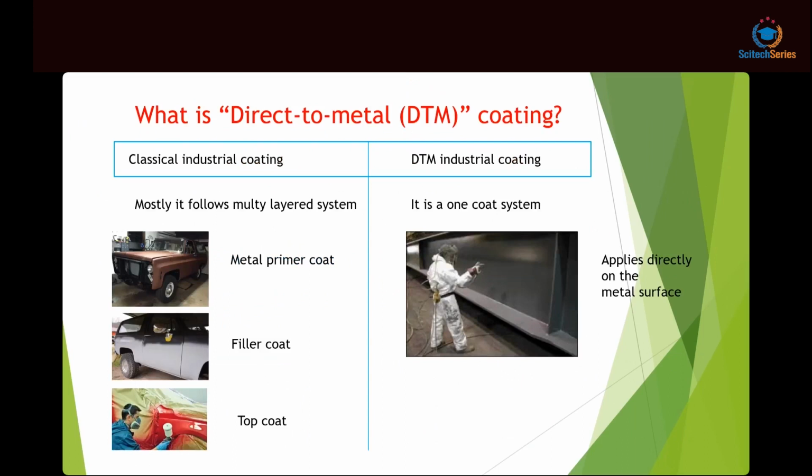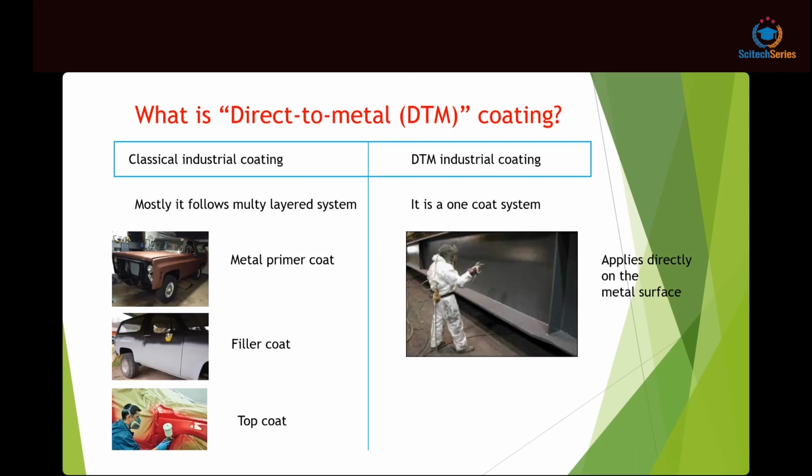Right, here we can see the direct-to-metal coating system. Normally, a classical industrial coating system is what we use to paint our vehicle. This classical industrial coating consists of at least three layers. Number one, you can see the brown color one.